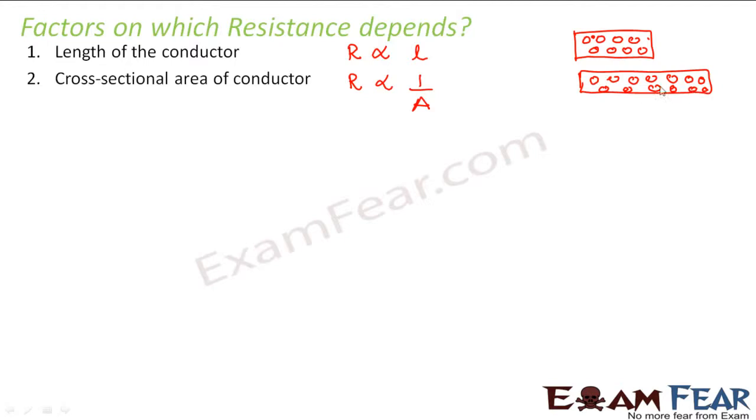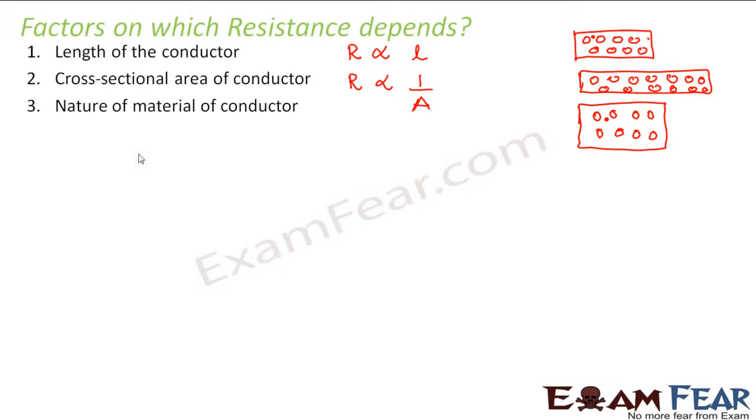Therefore, the number of collisions will increase. Therefore, resistance will increase. Now, let us suppose instead of increasing the length, you increase the cross-sectional area. Increasing the cross-sectional area will not increase the number of atoms. So the number of atoms is still the same, but now a free electron will experience fewer collisions. So, the resistance will decrease with an increase in area.